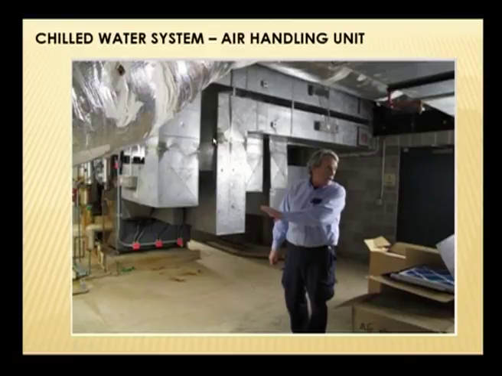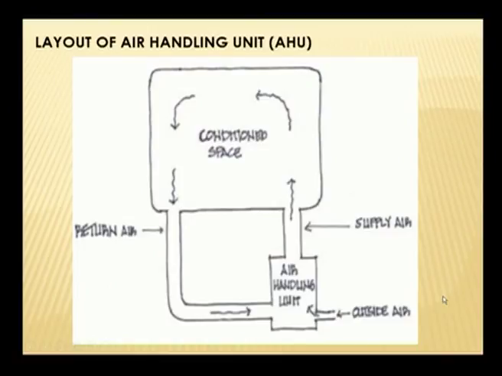So, this is a picture of an air handling unit, which as we saw is a sheet metal box with the mixing box, coils and fan. So, this is the air handling unit. This is a simple layout of an air handling unit. Here you can see the conditioned space. There is a space to keep the air handling unit.